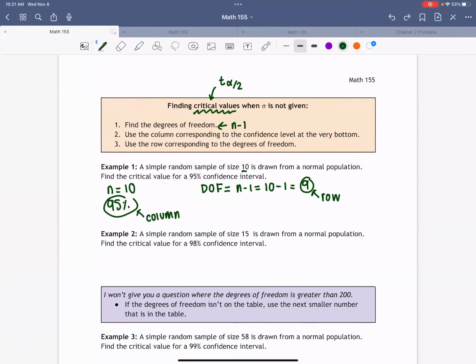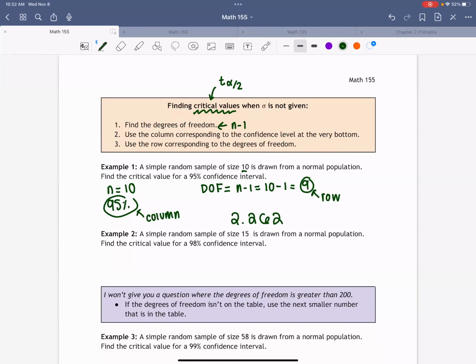Okay. Well, I think you know what's going on. I cannot write 2.262. There we go. Why don't I give you like 30 seconds to work on example number 2, try to find out using the chart what your critical value is.